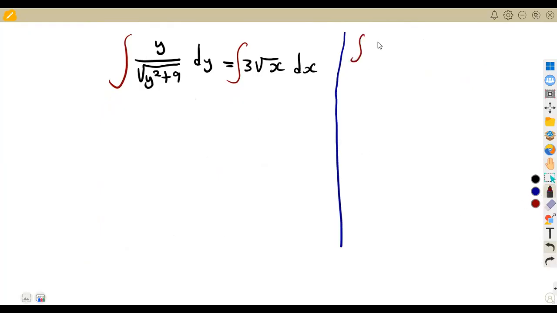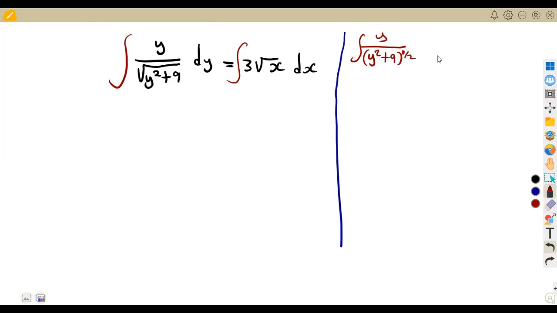We are here supposed to integrate y over the square root of y squared plus 9, of which the square root can be written as y squared plus 9 to the exponent of a half. That is to represent a square root. So here we can just take it as y squared plus 9 to the exponent of a half.